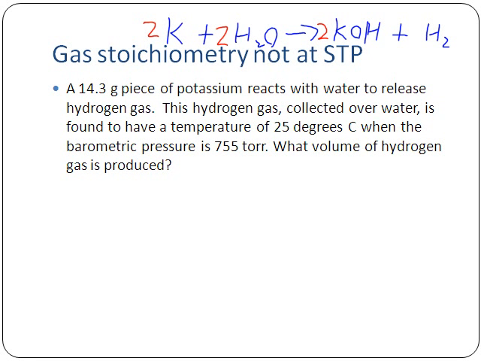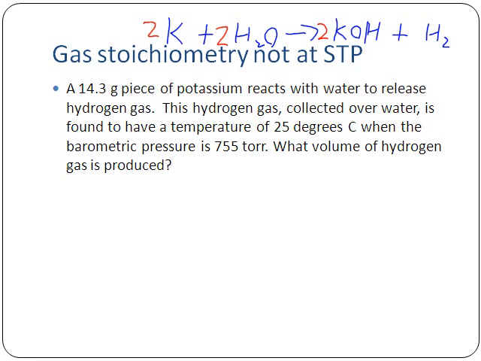So we have 2 potassiums on the left, 2 potassiums on the right. We have 4 H's on the left, and then 2 plus 2 gives us 4 on the right, 2 oxygens on the left, and 2 oxygens on the right. So this is balanced. So 2K plus 2H2O yields 2KOH plus H2.